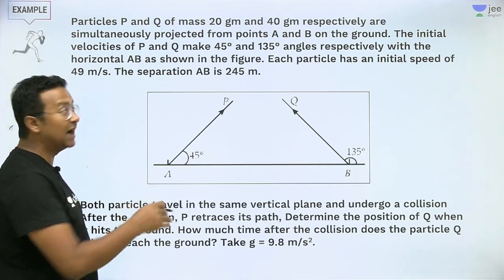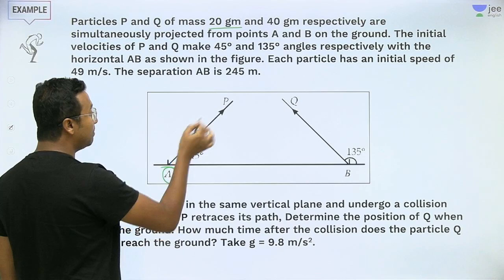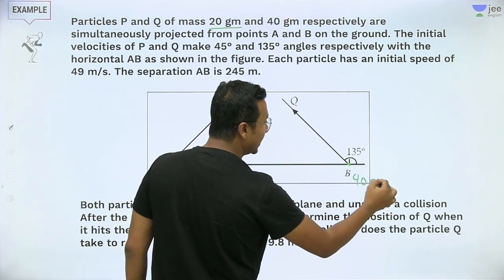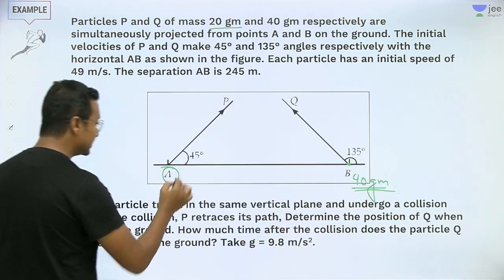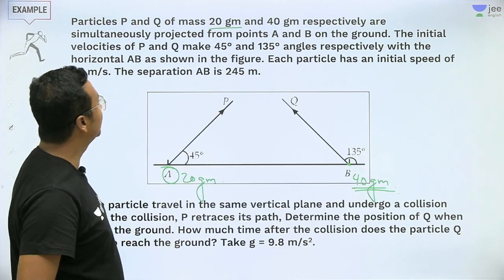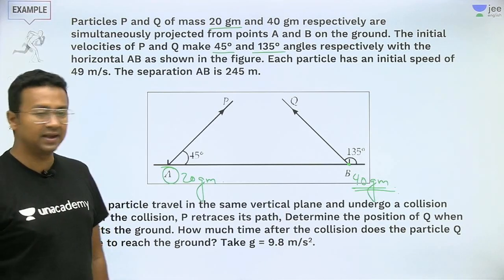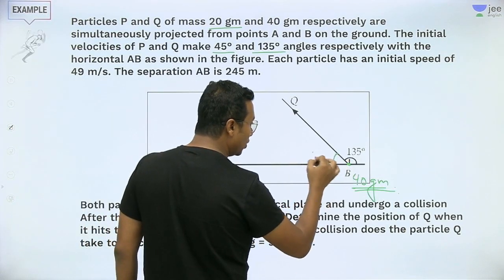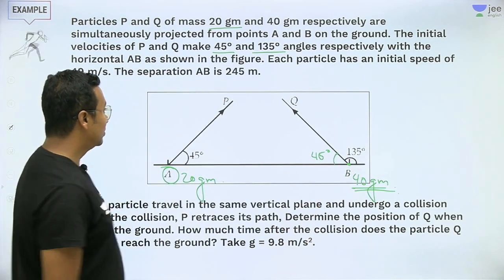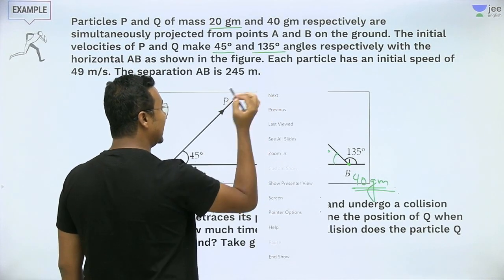Let me explain to you. I don't need to read through all of this. There is a 20-gram particle and here I have got a 40-gram particle. This is a 20-gram particle, and they have been projected. One is projected at 45 degrees, the other one is projected at 135 degrees. So basically this angle is also 45 degrees. Simple idea. Now, they collide at the highest point.